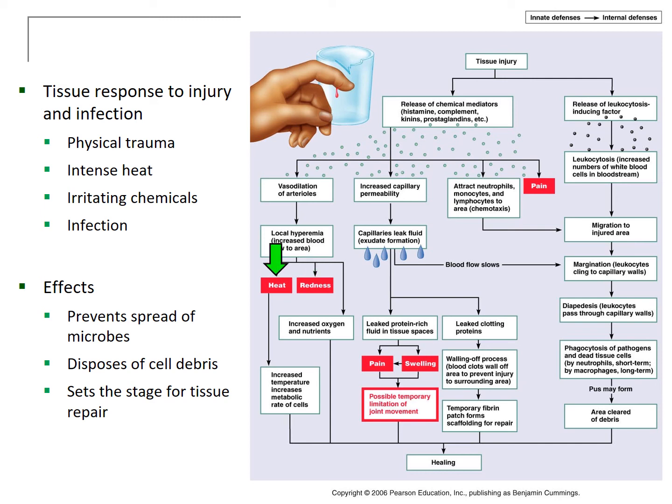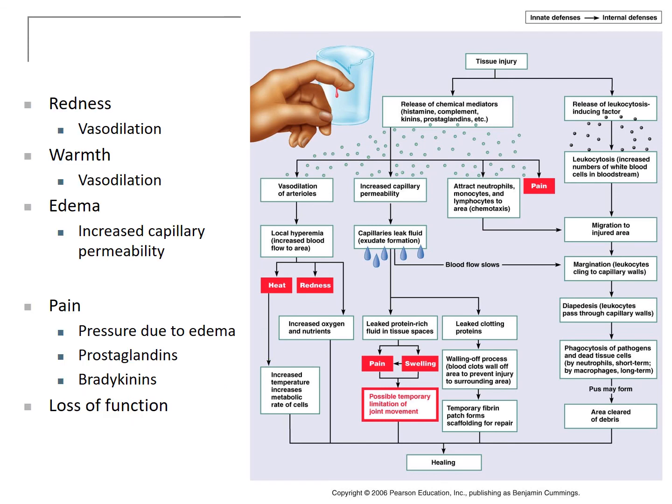And because of the increased blood flow, the area is going to get a little bit hotter, because if you'll recall, blood has a slightly higher temperature than other tissues. And so this slightly higher temperature increases the metabolic rate of cells, which increases healing. Okay, so again, the redness and the warmth comes from vasodilation, and the increased capillary permeability can give you edema.